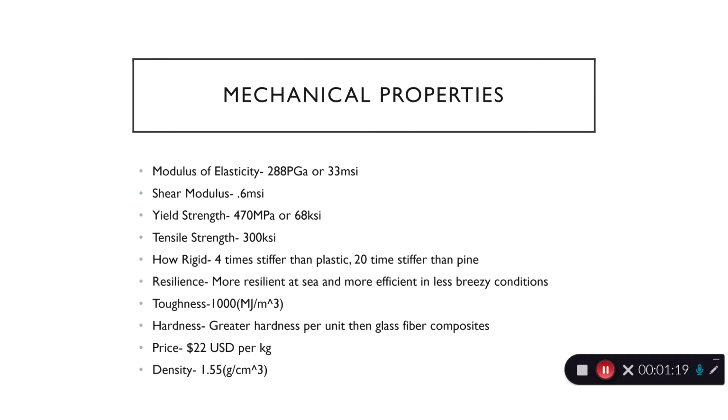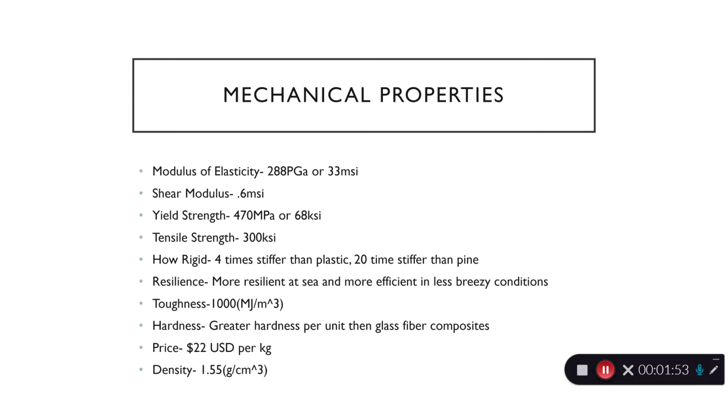We then began to learn in class about mechanical properties of materials and how they are related to the selected material. This involved the modulus of elasticity, shear modulus, yield strength, tensile strength, how rigid the material is, resilience, toughness, hardness, the price per kilogram, and the density. After spending time in class learning about these different categories, I did research about carbon fiber to find out what it was in terms of these properties.